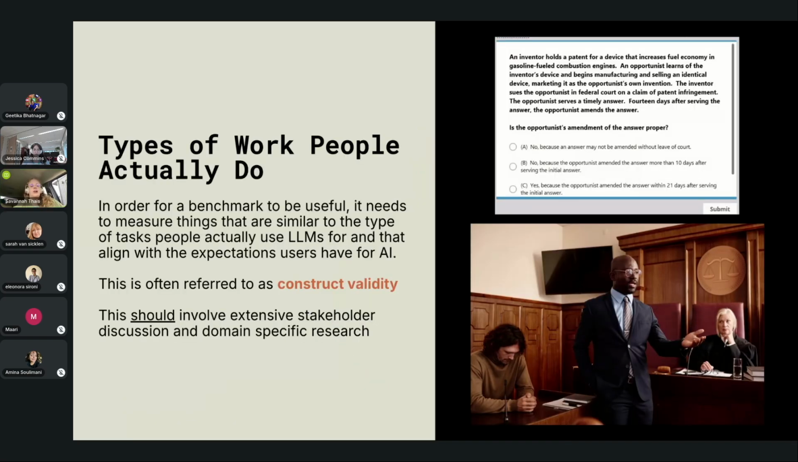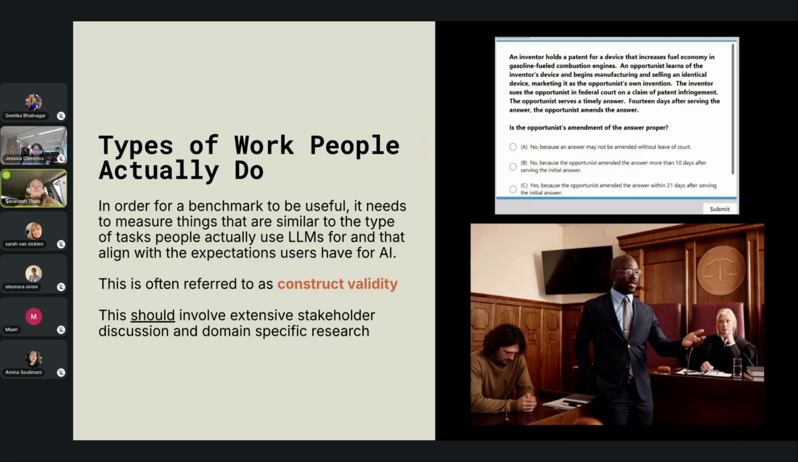So like I said, it's really important when building a benchmark that you understand what people actually are using LLMs for. In order for a benchmark to be useful, it needs to be measuring something that is at least close to the type of tasks people are actually using LLMs for, or it needs to be similar to tasks that humans actually do, and align with the expectations that users have for AI and how they interact with AI.